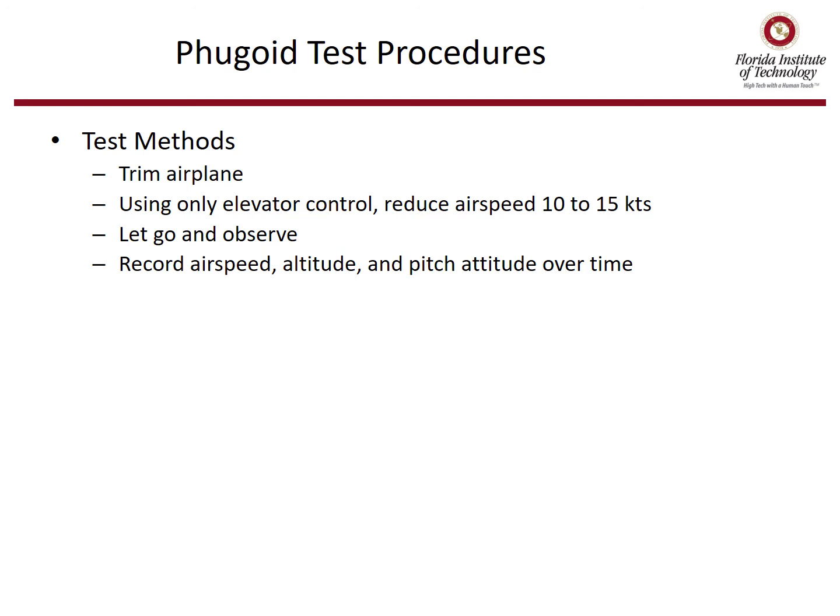Next, how do we test for phugoid? We trim the aircraft, and then using elevator alone, we reduce airspeed 10 to 15 knots, let go, and observe the free response. We'll then want to record airspeed, altitude, and pitch attitude over time. Continuous time if you have a data acquisition system, or every 5 seconds if you're doing it by hand.